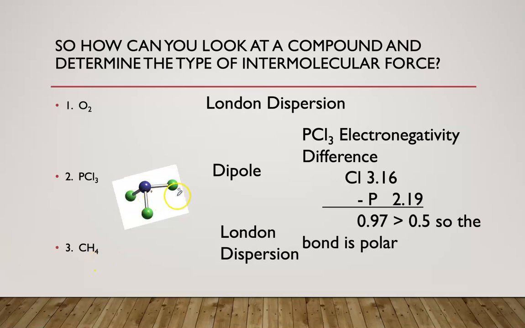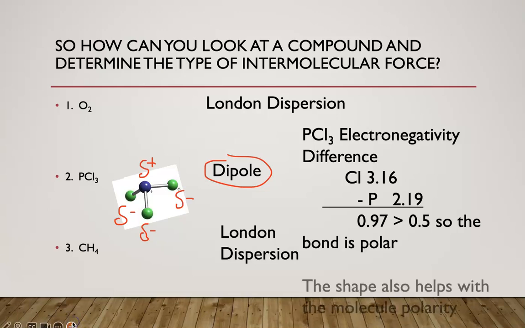And so as we're taking a look at this, we can see that this chlorine end of this molecule is a little bit negative. And the phosphorus end of this molecule is a little bit positive. And so that's why we're going to have that polar molecule. And so the intermolecular force that would hold these molecules together is our dipole force. All right.